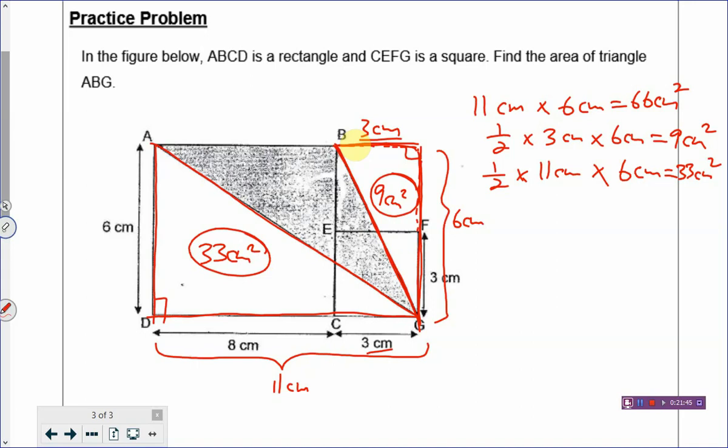Okay? Alright, now then what do you do? You take the whole area, which is 66 cm square, and then you take out what you don't want. Take out 9 cm square, take out 33 cm square, and you get what you want. Alright, which is 66 minus 9 minus 33, and the area of the shaded part is 24 cm square. Alright, and that's how you work out the answer.